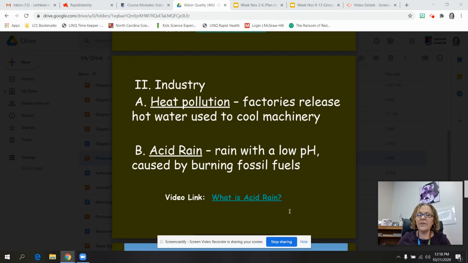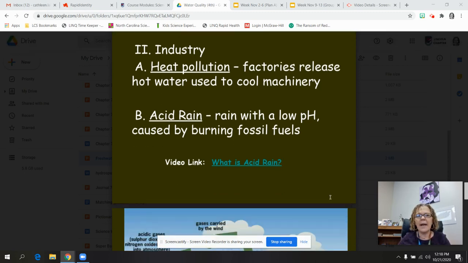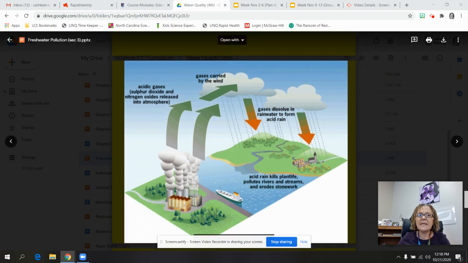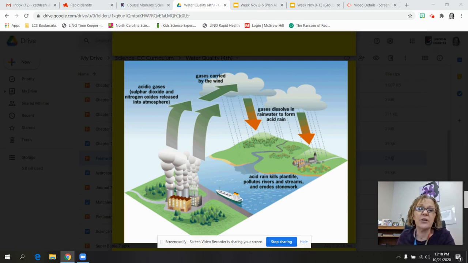Okay, so definitely watch that explanation. It's just a quick 2-minute video by National Geographic about acid rain. But this is basically what happens. You see the gases that are produced through factories, and we really should have cars there too because we produce them as well. So those acidic gases like sulfur dioxide, nitrogen oxides, it's all released into the atmosphere.